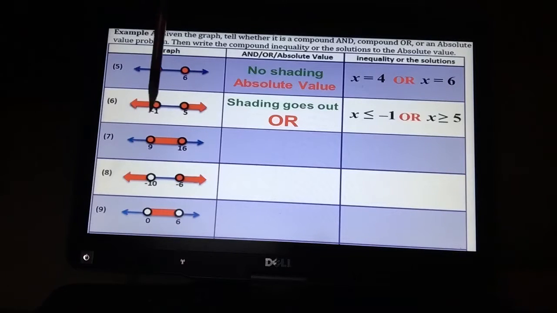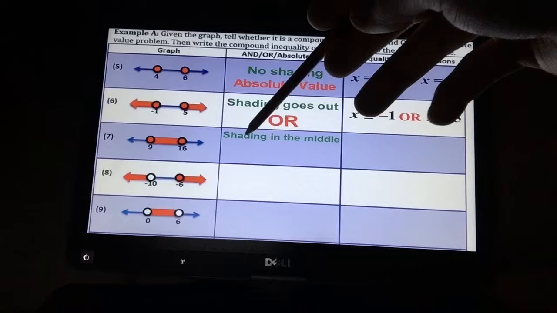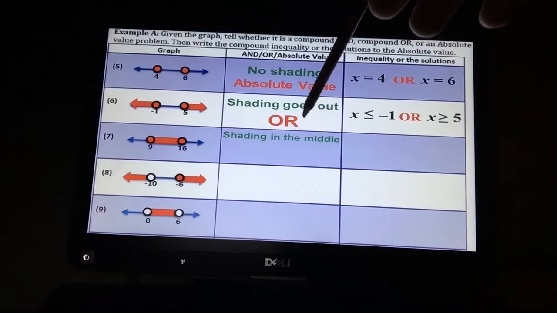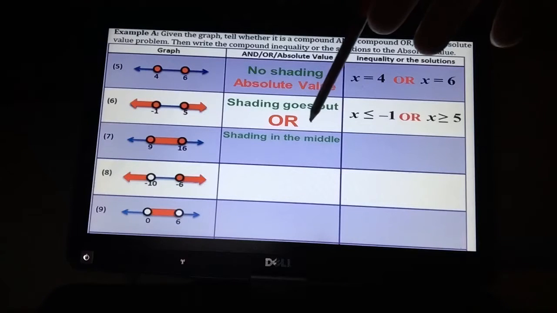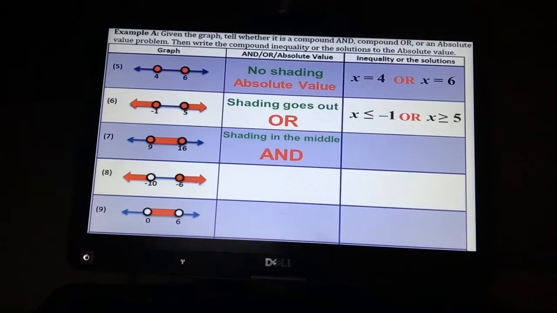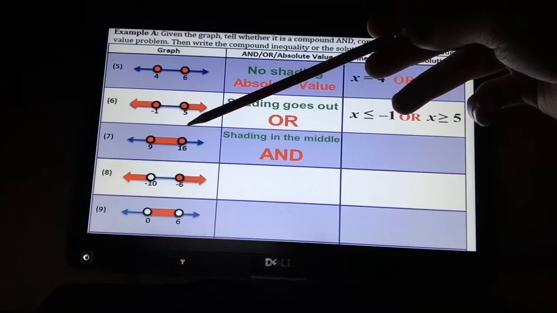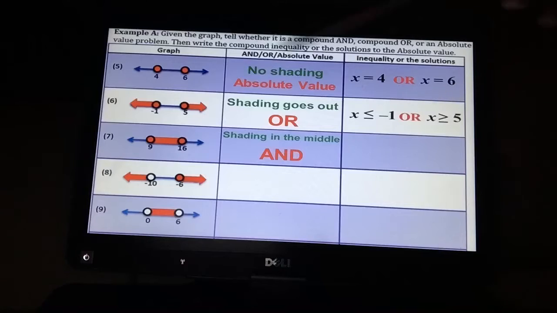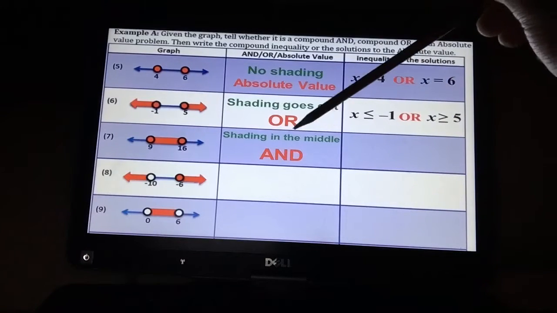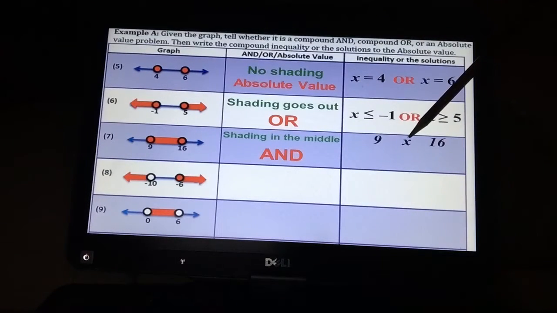Now specifically, this shading is in the middle. So we have shading in the middle. Therefore, this is a compound inequality problem, but since the shading is in the middle, it is an and compound inequality. All right, now over here, there's 2 ways to write the answer. I'm going to write both of them. All right, the first way is by merging it, and because it's an and problem, it's easy to see that you can merge it because the 9 and the 16 are going to be written with x in the middle. You see how the shading's in the middle? X is in the middle, okay?